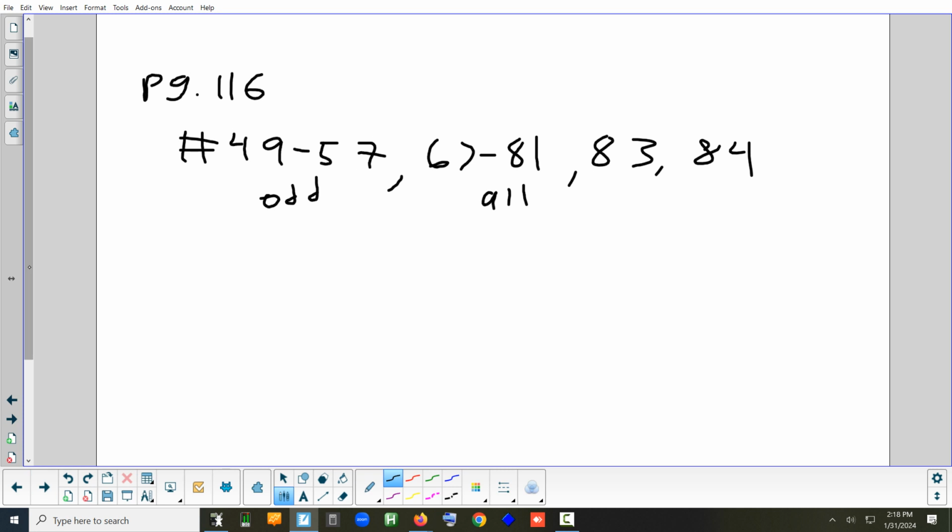So the homework for tonight is 49 to 57 odd, and 67 to 81. You need a calculator for every one of those. Those are all calculator ones. And then 83 and 84. I think that's the trig on a circle that doesn't have a radius of 1.